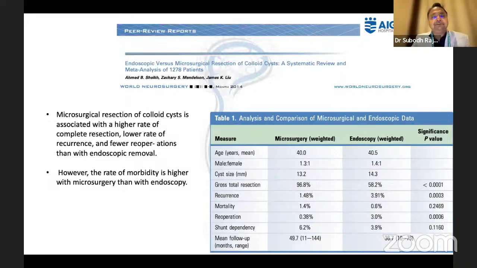This is a paper which came out about endoscopic versus microsurgical resection, a systematic review of 1270 cases, published in World Neurosurgery. Microsurgery is associated with complete resection and lower recurrence, but the risk of morbidity is slightly higher in microsurgery versus endoscopy. You can see the mortality was low in endoscopy, the reoperation and shunt dependency were low in endoscopy, and the recurrence was higher in endoscopy. And these are all statistically significant.